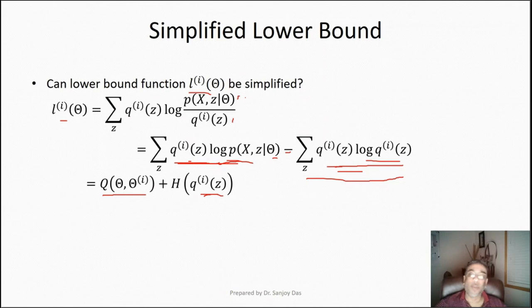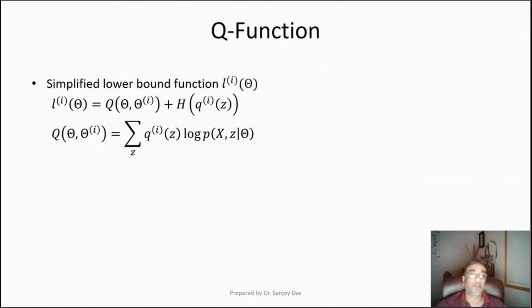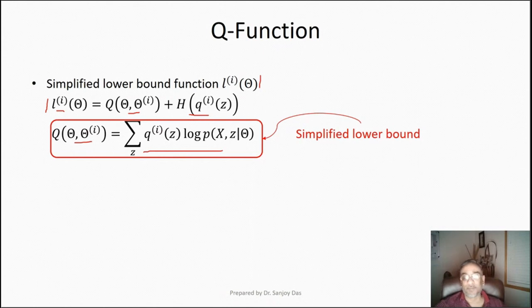And so when we maximize the lower bound in EM, we don't need to consider this second term H(Qi(z)). Since it's independent of theta, we don't really care about this term when we do the maximization. We only focus on the Q function, Q(theta, theta i). We just showed that the lower bound function has two terms, Q(theta, theta i) and this, and Q(theta, theta i) is given by this expression here. This is the simplified lower bound that we need to maximize in each iteration of EM.